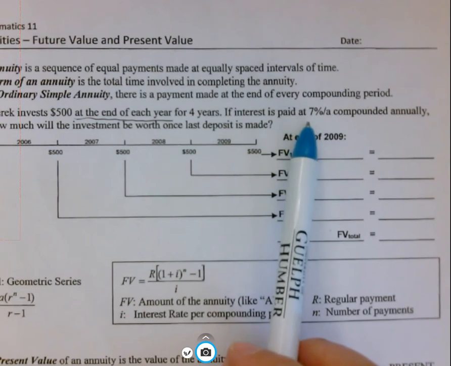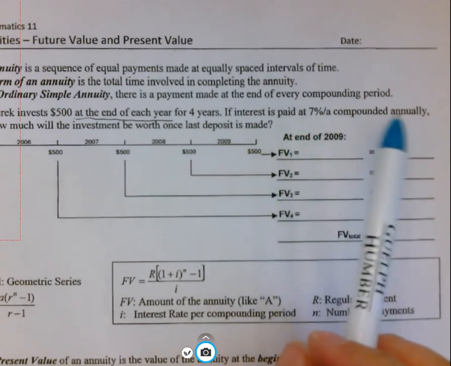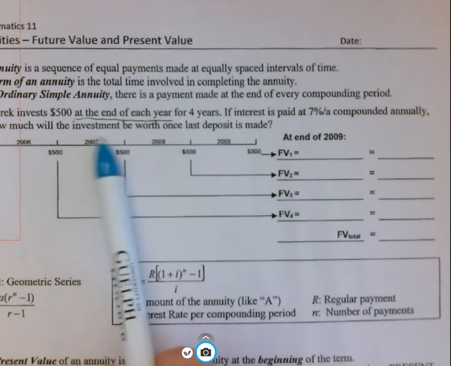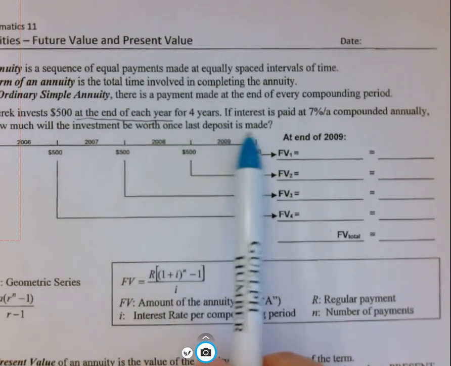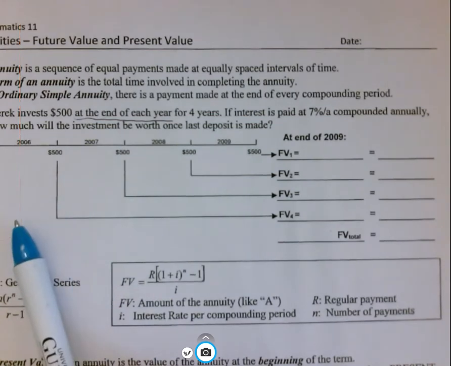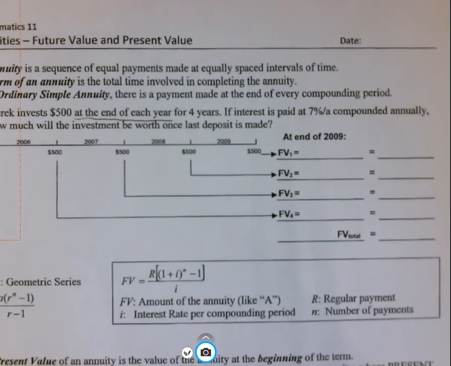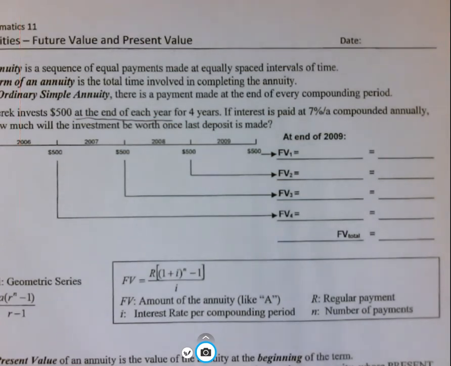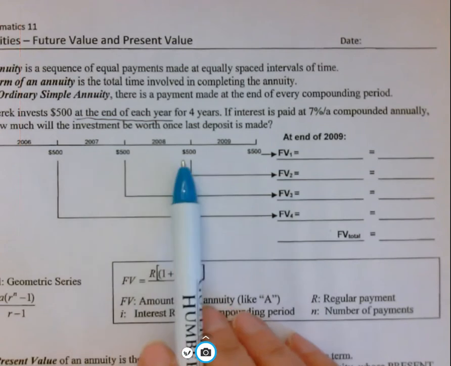If interest is paid at 7% per annum compounded annually, how much will the investment be worth once the last deposit is made? Okay, so he is making 4 deposits of $500. Now, 4 deposits of $500 does sound like 2,000, 4 times 500, but it will be more because the money will earn interest while it's in the bank over 4 years. So how much will it be altogether?